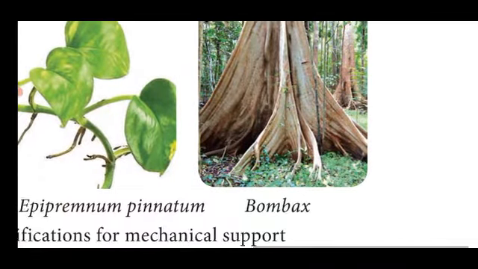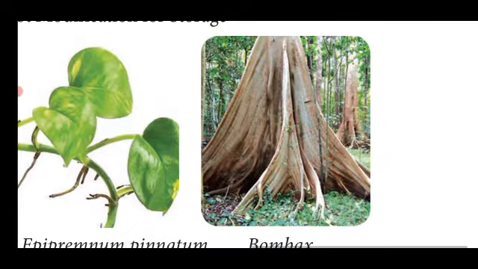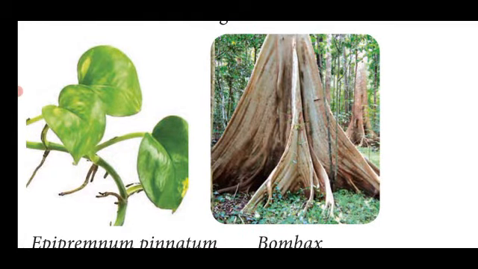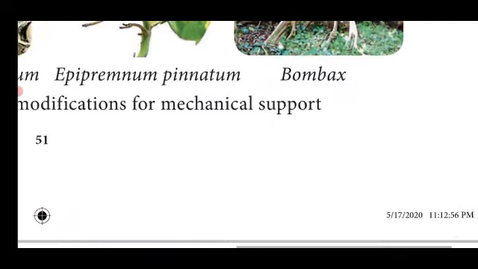In these plants, the buttress root is present, a plank-like structure which arises around the trunk. It gives additional support to the plant.